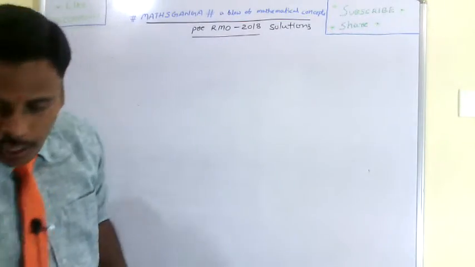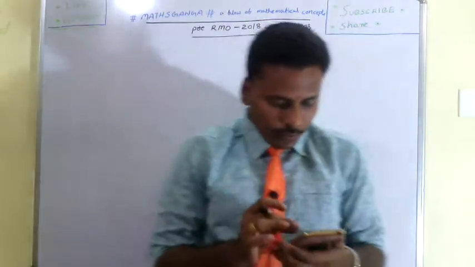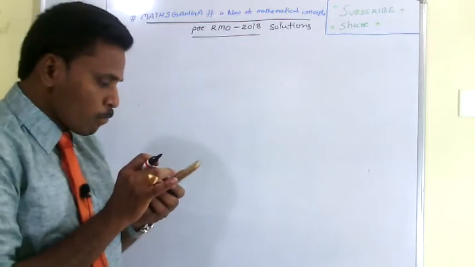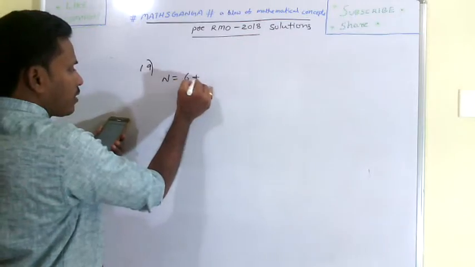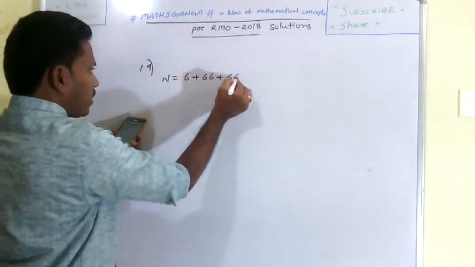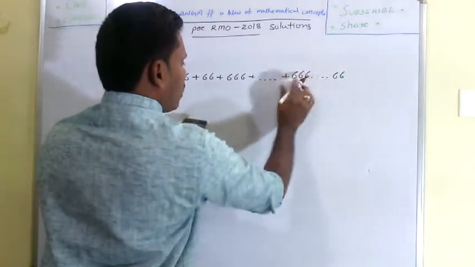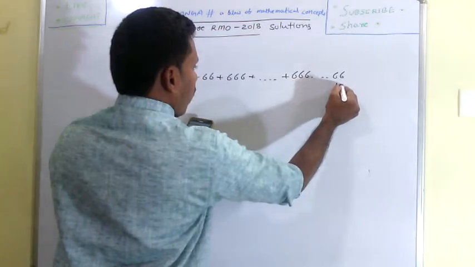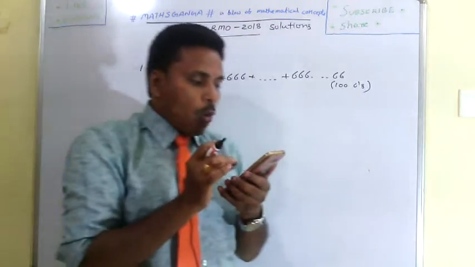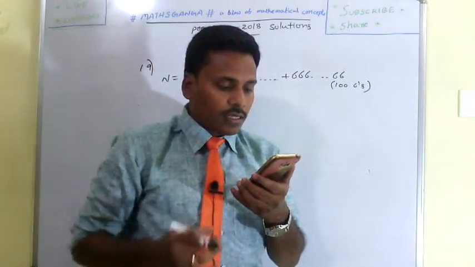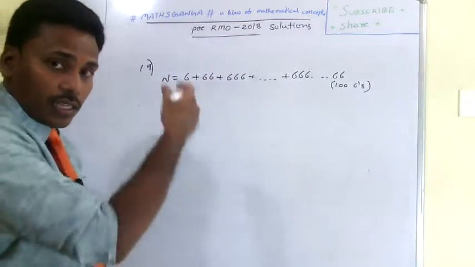If you go to the 19th problem, the problem is from the sequential series. What is given, if you look: n is equal to 6 plus 66 plus 666, like that you need to continue, plus 666...6. As they mentioned, this last term contains 100 sixes. The question is, how many times does the digit 7 occur in the number n after simplification?